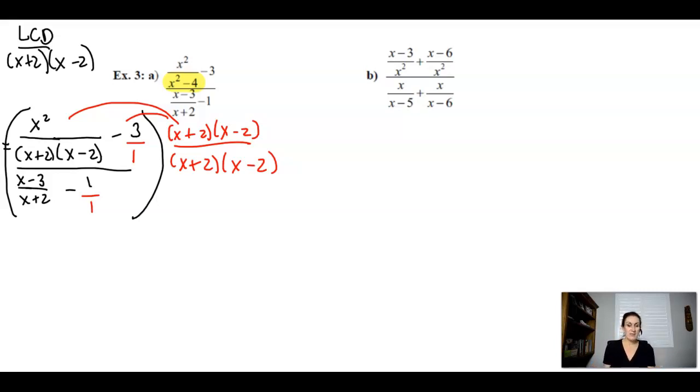In the top part of the complex fraction, the x plus 2's are going to cancel, and the x minus 2 is going to cancel with both of these. That leaves me just with x squared.